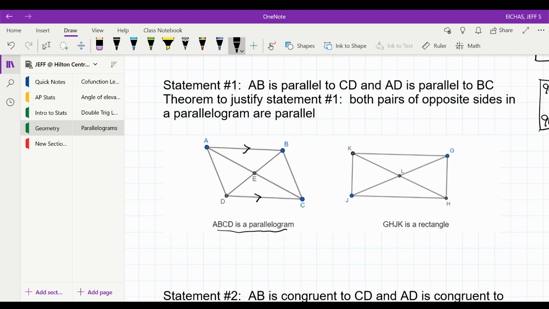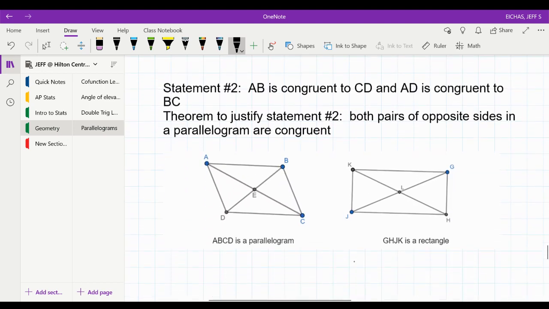Now I want you to make that mark. The way we mark parallel, be careful please. Parallel is with an arrow. We'll get to congruent in a minute. Parallel is an arrow. Now you're seeing me show a double arrow because it's a different set of opposite sides parallel. Now, you want to be able to write this. Why is AB parallel to CD? That's because both pairs of opposite sides in a parallelogram are parallel.